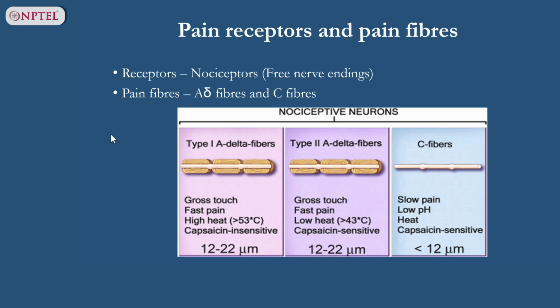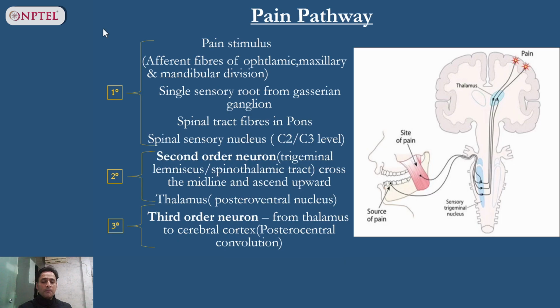So A delta fibers carry pain at a faster conduction rate, whereas C fibers carry pain at a slower conduction rate. That is why pain carried by A delta fibers is known as first pain or fast pain, whereas pain carried by C fibers is known as slow pain or second pain. The pain pathway, it is a simplified pain pathway pictorial diagram for the trigeminal nerve area and its distribution.